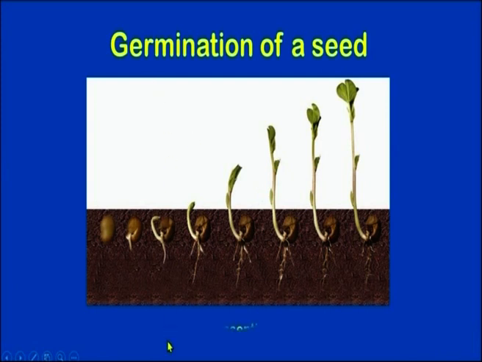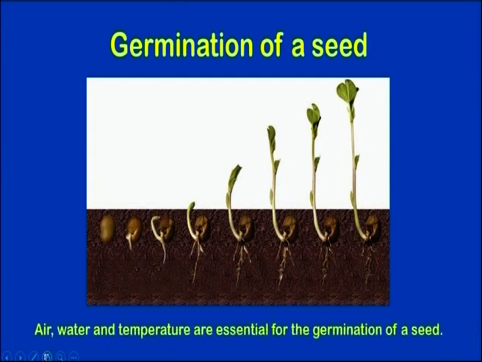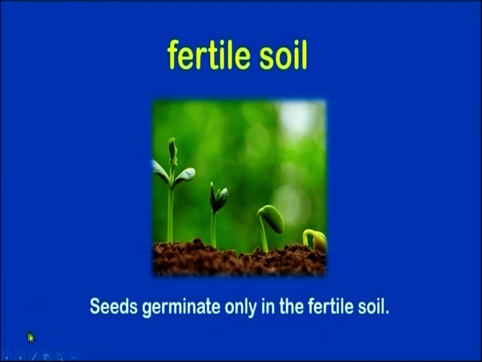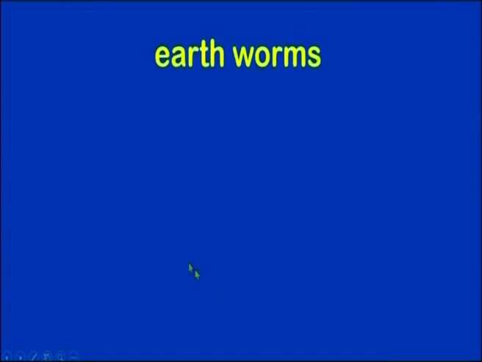Let us see what are the conditions for the germination of a seed. Air, water and temperature are essential for the germination of a seed. Got it, children? Very good. Yes, children, the seeds germinate only in the fertile soil. You know what is fertility? When the soil is having nutrients and minerals in it, they help the seed to germinate. That is called a fertile soil. Seeds germinate only in the fertile soil.